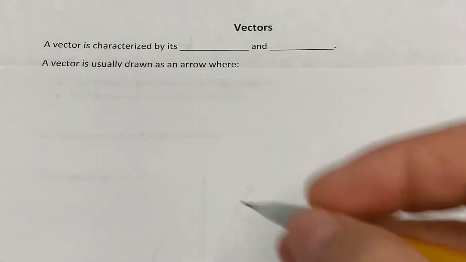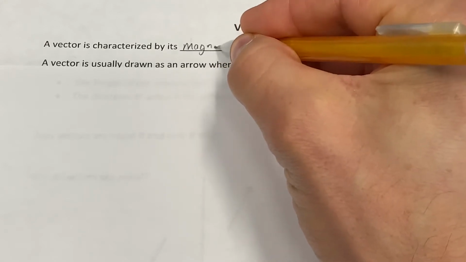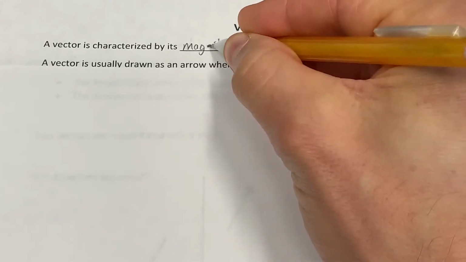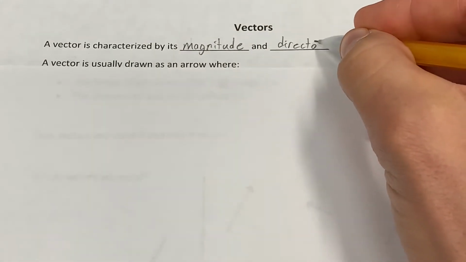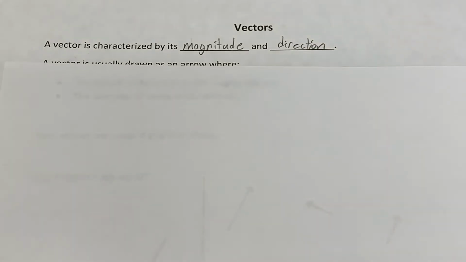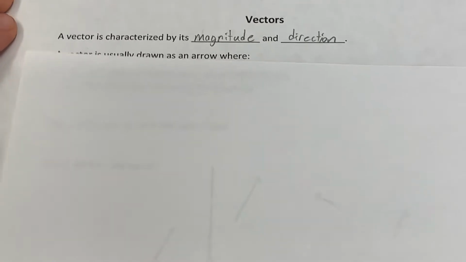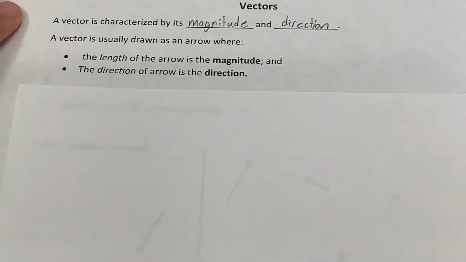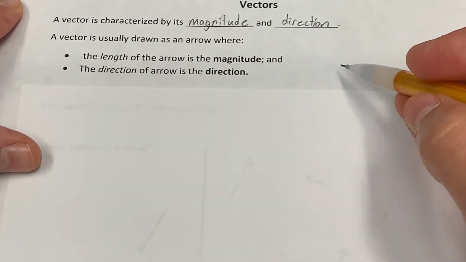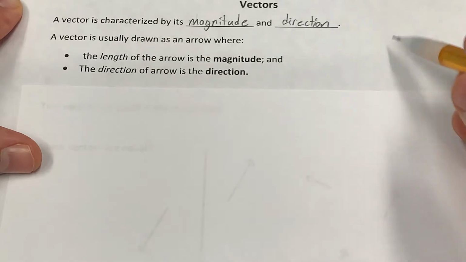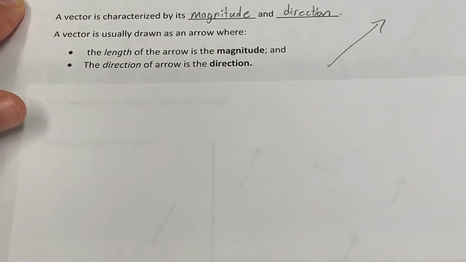Let's chat about vectors. A vector is characterized by a magnitude, so a size, and a direction. Usually a vector is drawn as an arrow where the length of the arrow is the magnitude. So let's say we want it to be 4 units, and the direction is the direction. So I've got an arrow, it's 4 units, and I don't know, it's northwest, right?